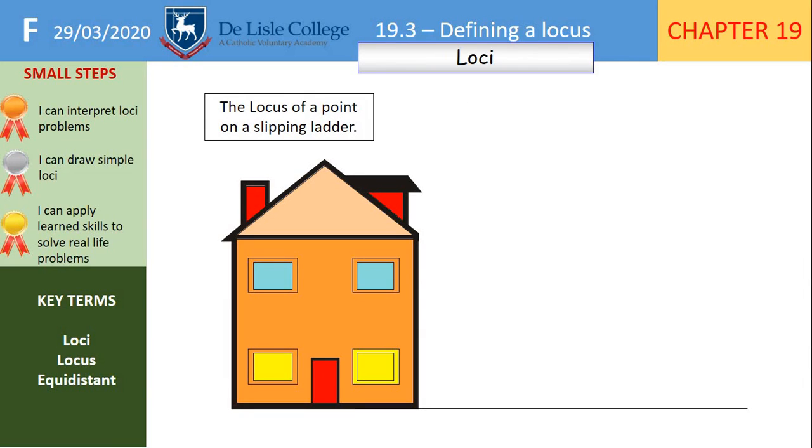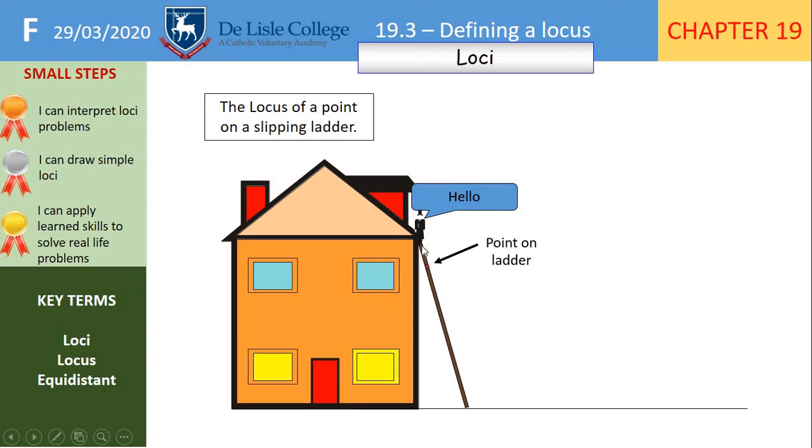Okay, let's have a look at another problem. The locus of a point on a slipping ladder. Let's imagine that Mr. Rhodes wants to do a bit of window cleaning and he puts his ladder up against the side of this house. There he is, he's at the top of the ladder. Now what we can see is that there is a point on the ladder which is maybe say a metre or 2 off the top of the ladder.